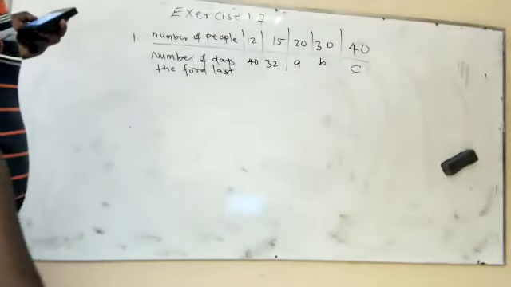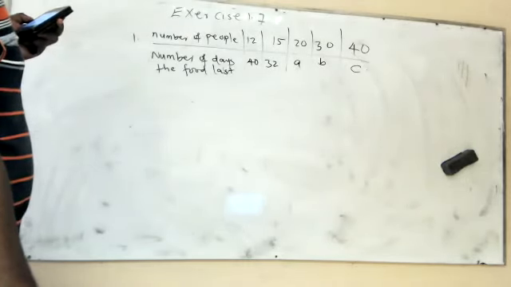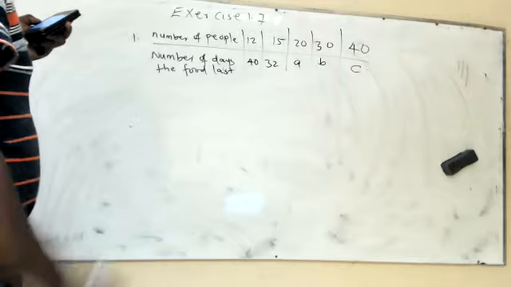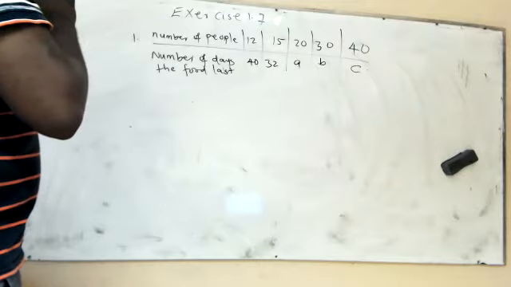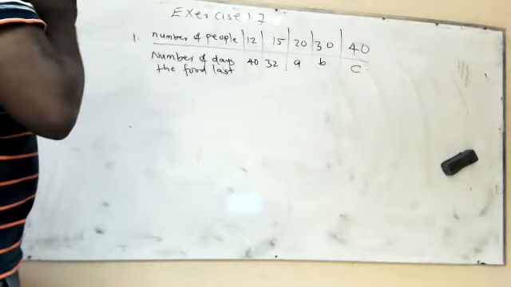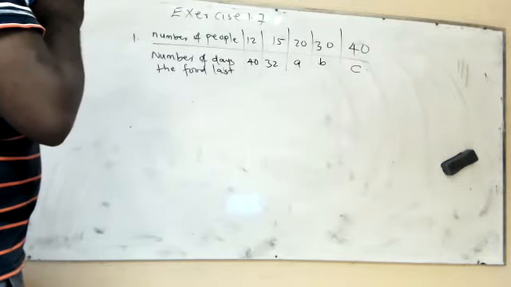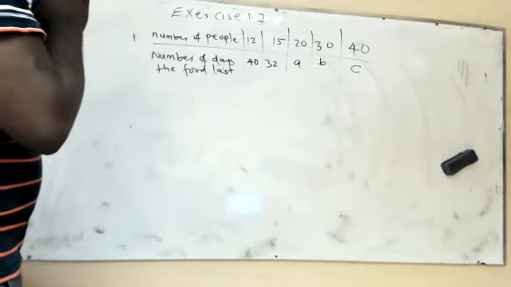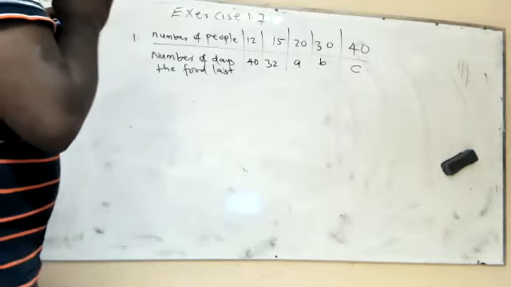The question says, the time that a certain amount of food lasts depends on the number of people eating it. The following tables represent examples of direct or inverse proportion. Write down the constant quotient if the question involves direct proportion and use it to find the unknown values in the table. Write down the constant product if the question involves inverse proportion and use it to find unknown values.